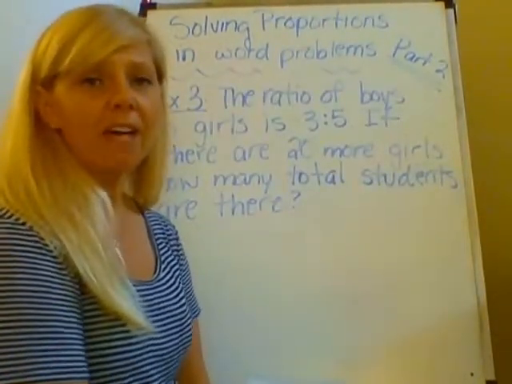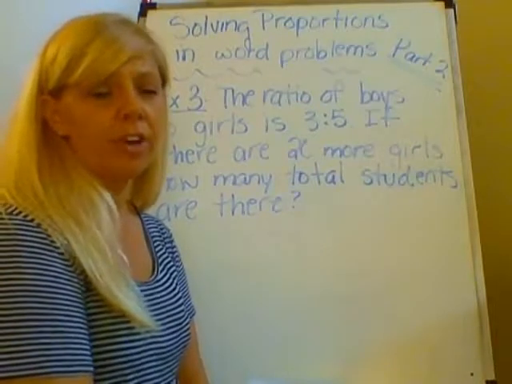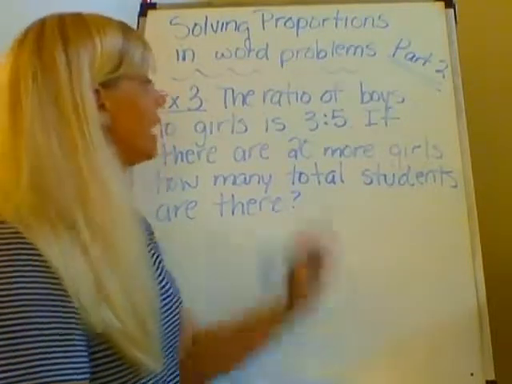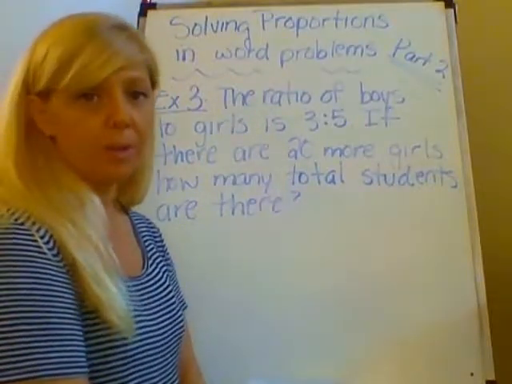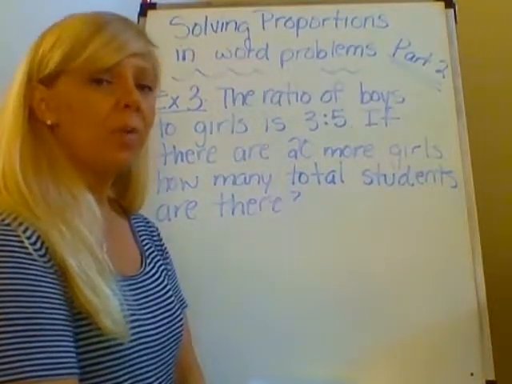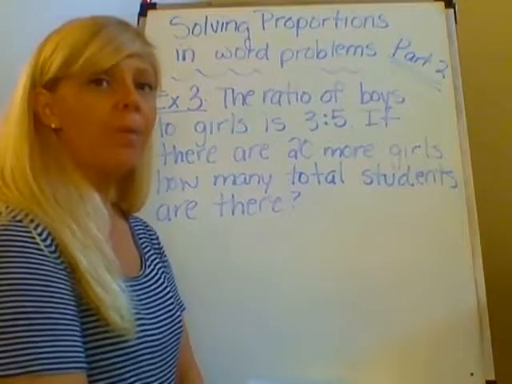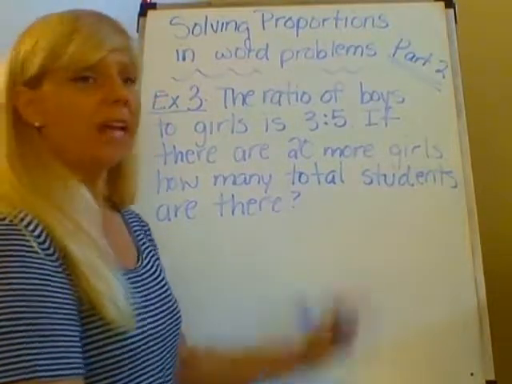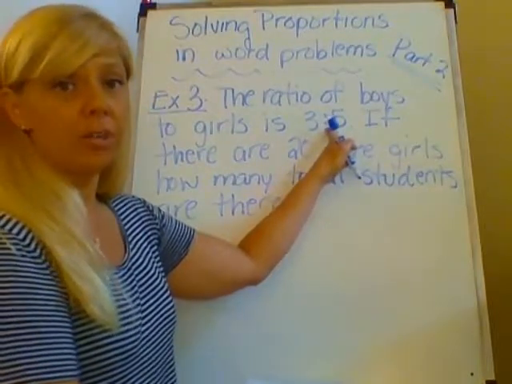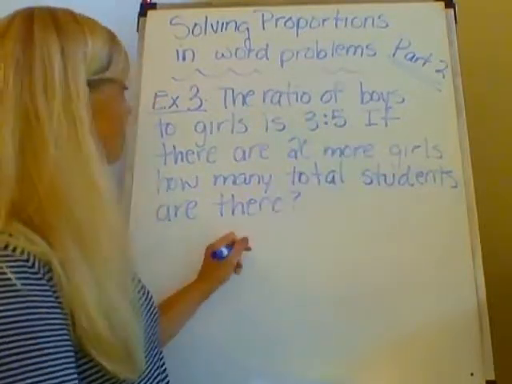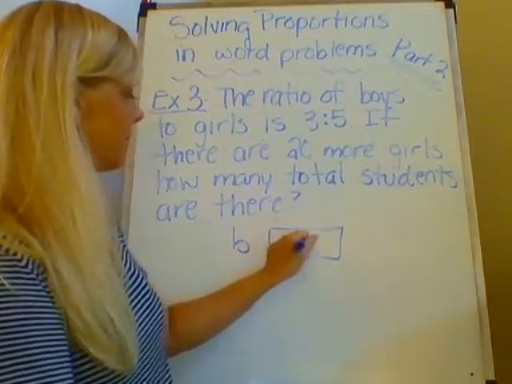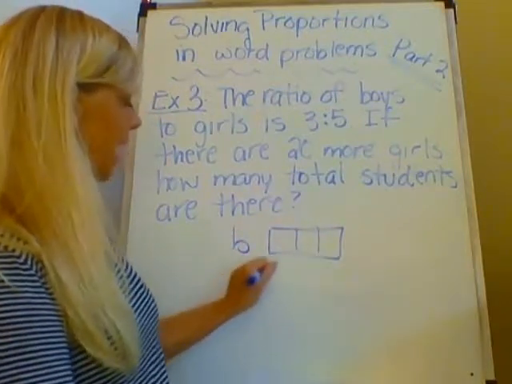Okay, here's our last example with using tape diagrams to solve proportion word problems. So here we have the ratio of boys to girls is 3:5. If there are 20 more girls than boys, how many total students are there? So let's go ahead and draw our original ratio that we have going on. So boys is 3 and girls are 5.